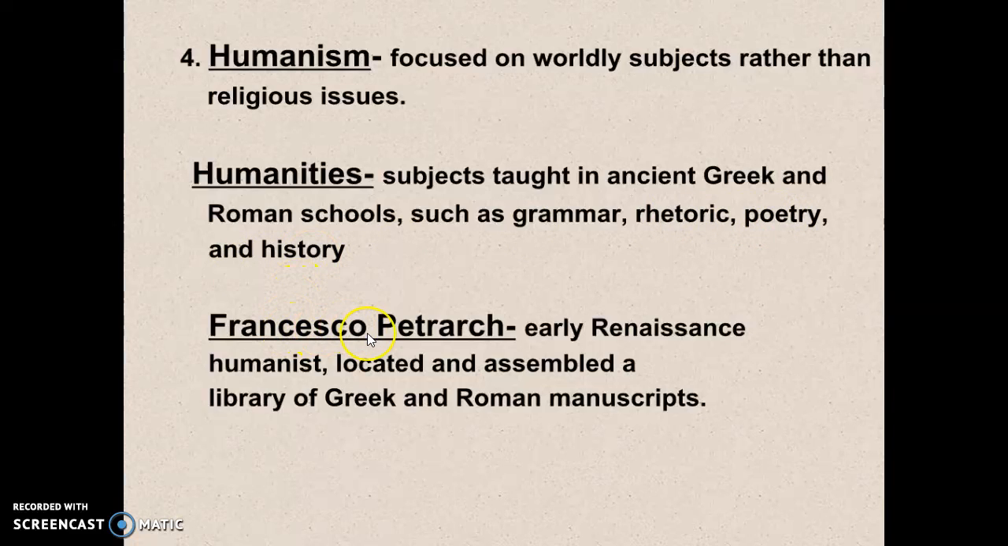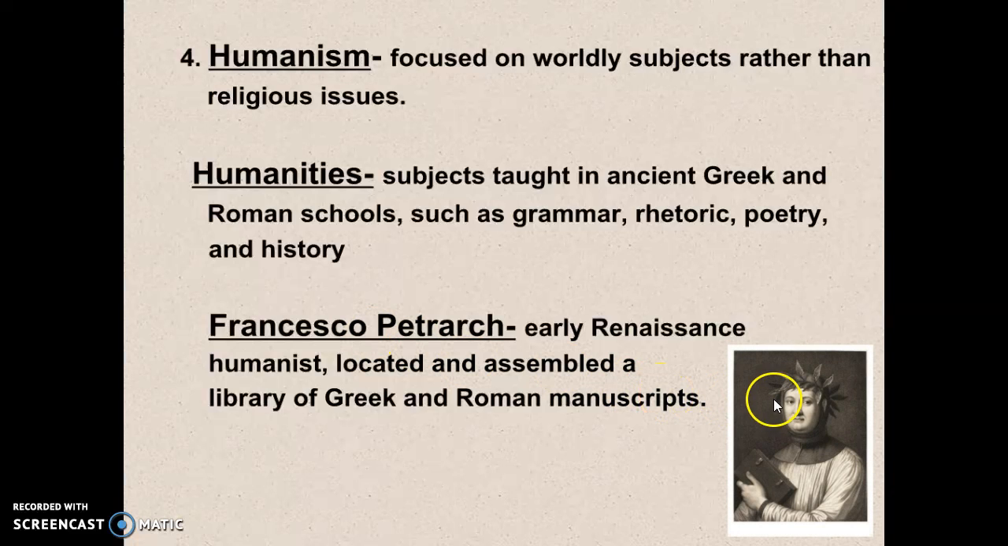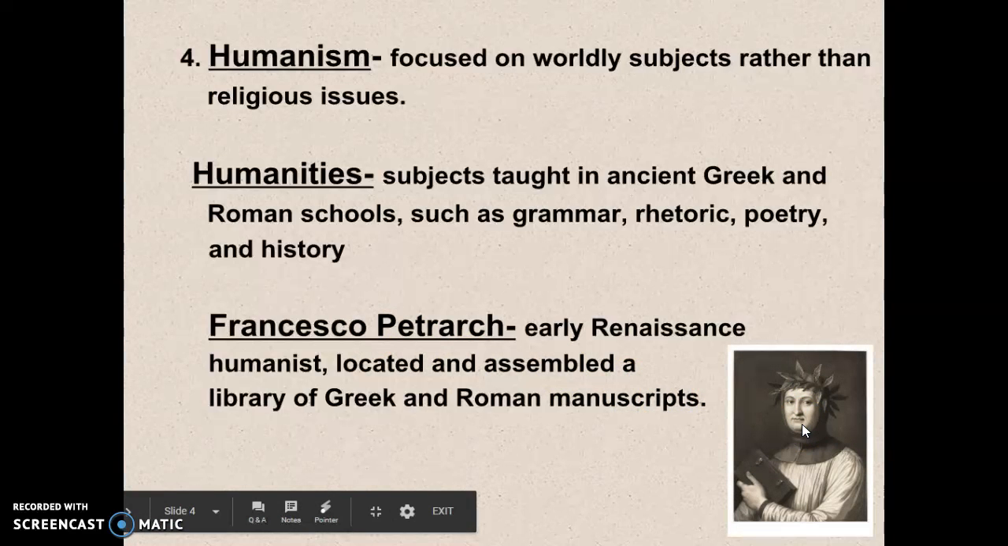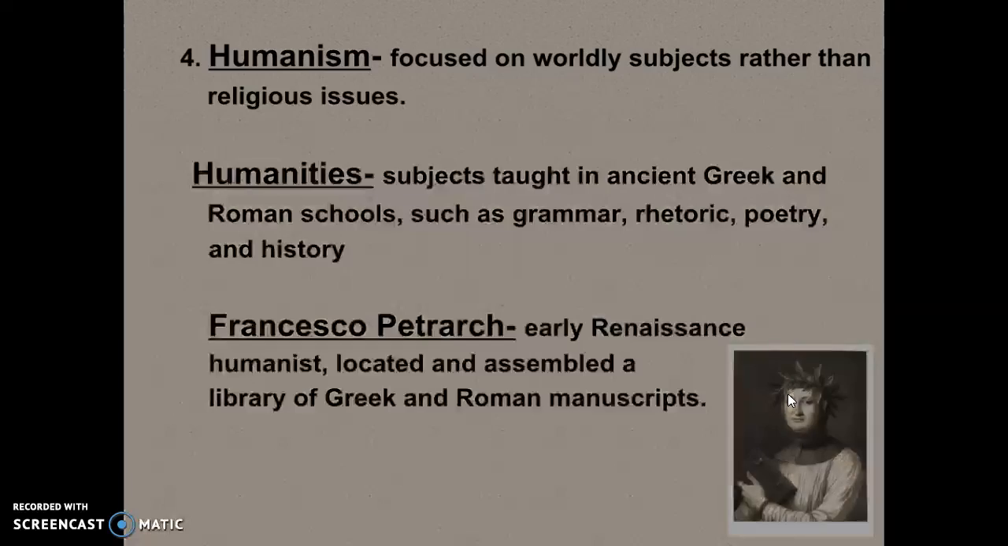And one early humanist that we have here is a man named Francesco Petrarch, who located and assembled a library of Greek and Roman manuscripts. And at the bottom here is a picture of Petrarch, and you can notice the laurel wreath around his head.